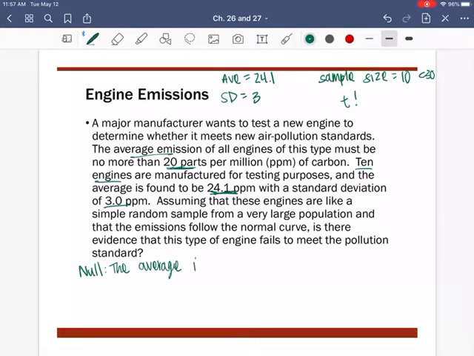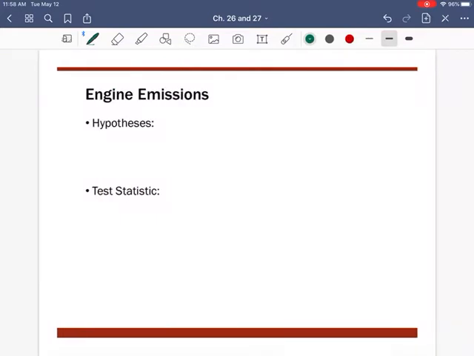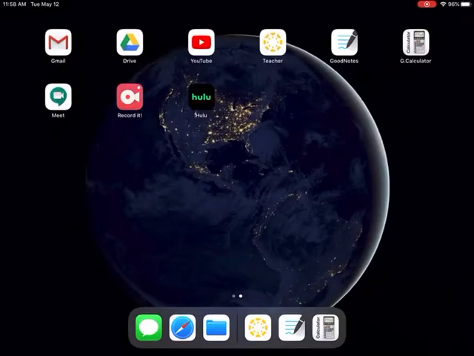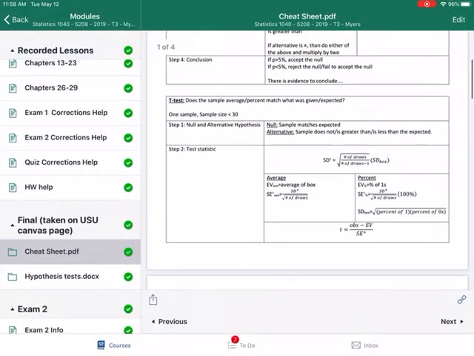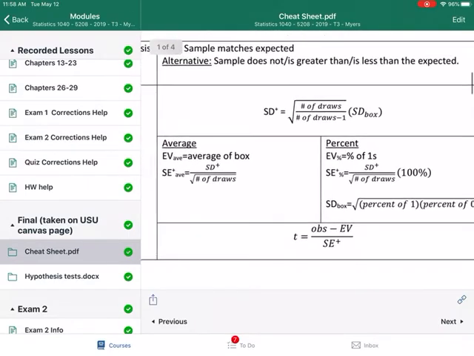So our null is the average emission is 20 parts per million. The alternative is it's not, and more than it's not, it's greater than. Because if it was less than, it wouldn't be a big deal. It just has to be no more than 20. So the average is greater than 20 parts per million. Oh, we just wrote the hypothesis on the previous page.